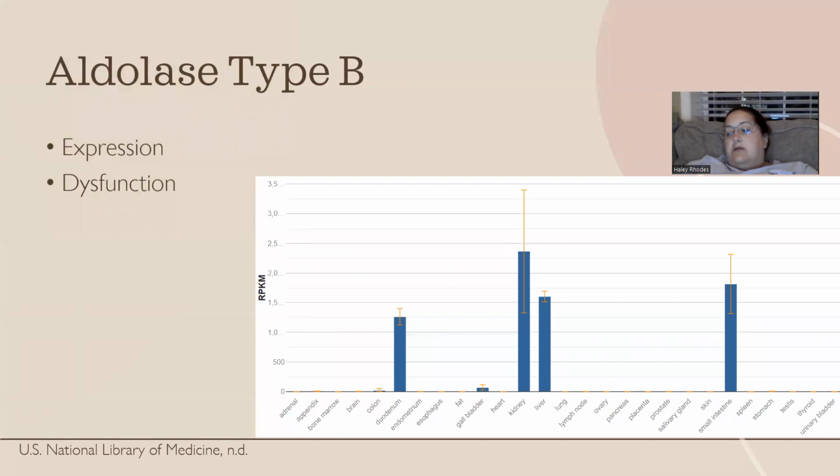Next up is aldolase B. It is definitely not expressed in nearly as many types of tissues as type A, but type B can primarily be found within the kidneys, liver, and small intestines and duodenum. You can see that there are small amounts also found within the gallbladder, and then a very teeny tiny amount found within the colon as well.